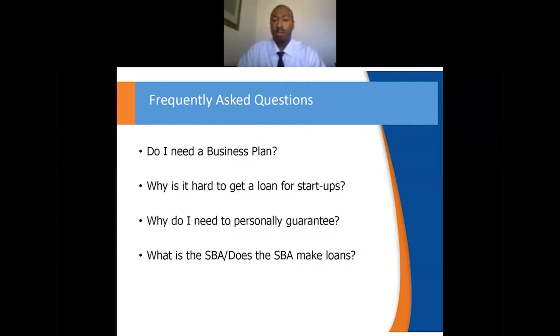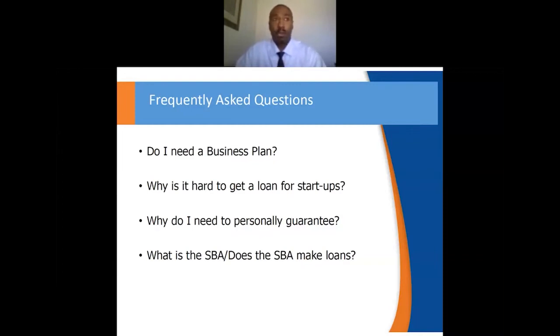Why is it hard to get a loan for startups? I kind of hinted at this earlier, but if you're a startup business, you haven't generated any revenue to show that you have the ability to pay us back. And typically, a lot of startup businesses don't have a lot of collateral. You don't have enough collateral to provide us the comfort that there's a secondary form of repayment. So if you go out of business, how are we going to get paid back? If there's not sufficient collateral there, we have a shortfall.